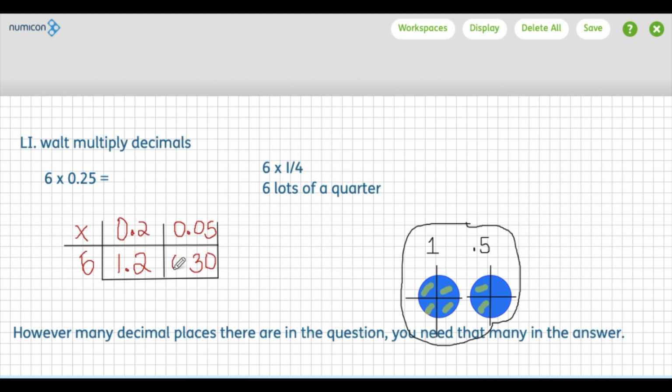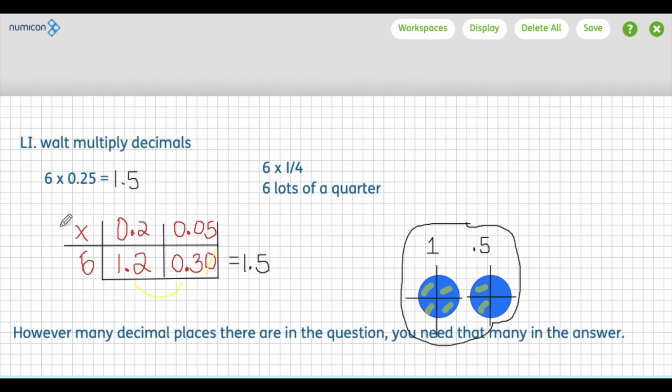Again, I have 2 decimal places in my question, so I need 2 decimal places in my answer. So I have 0.30. Now, you guys know that we don't actually need this 0, but we needed it for the purposes of doing the question. Okay, and then just like we did with the other numbers, we're just going to add these together. So 1.2 plus 0.3 is equal to 1.5. And this is the same thing we came up with when we just drew a picture, okay?